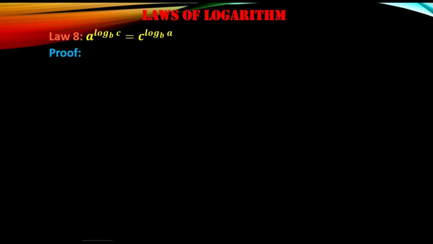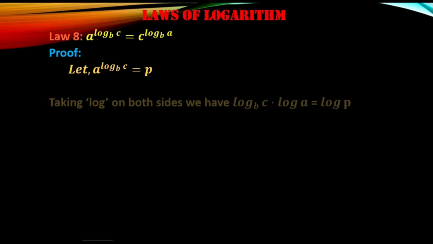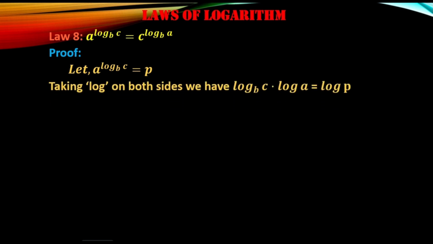Going on to the proof of this law, supposing a to the power log of c to the base of b is an independent variable p. So taking log on both sides of the equation, on the left hand side and the right hand side, we have log a multiplied by log of c to the base of b is equal to log p. This is coming from law number 3. If you are not able to recall, please go back to the video and have a look at law number 3. So this is just the same.